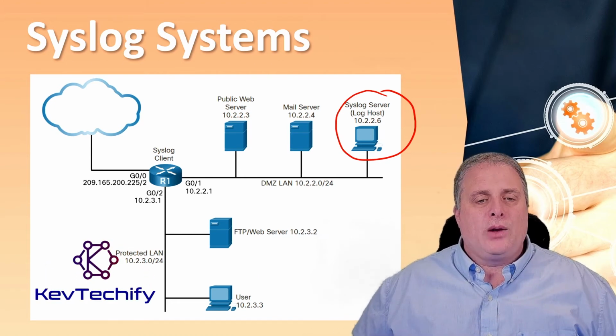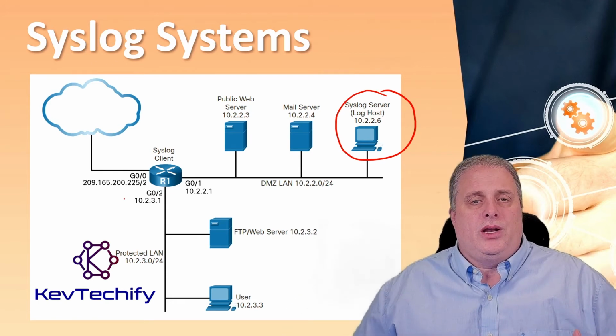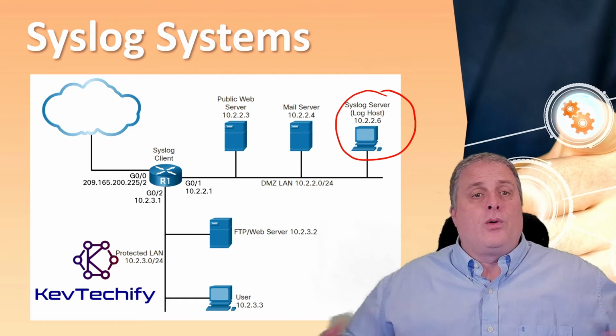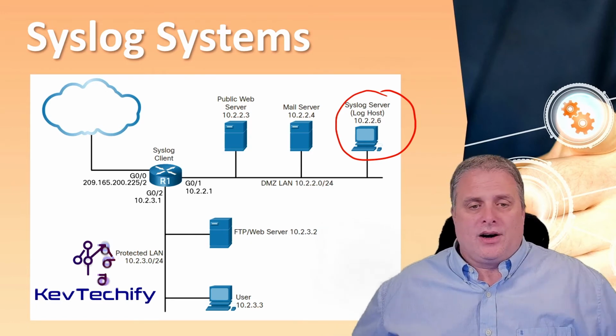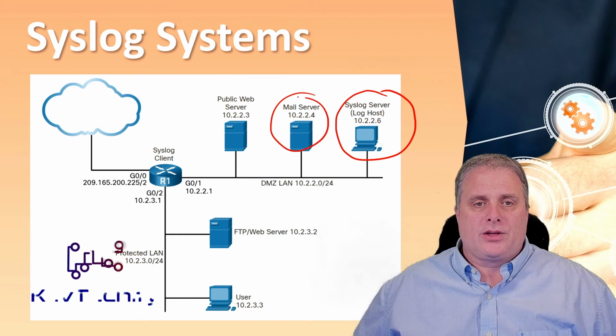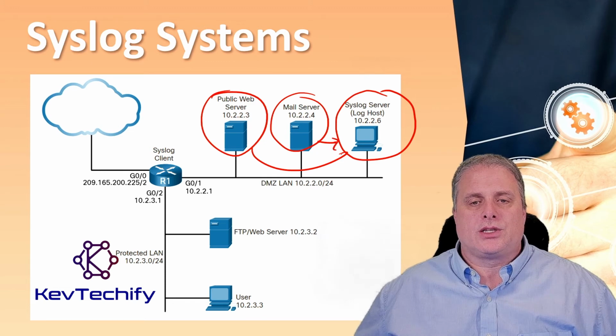Then we have our Syslog clients. Routers and other types of equipment here generate and forward log messages to the Syslog servers. What we have here is a number of servers. We have a mail server. We have a public web server. These will all send messages to our Syslog server.